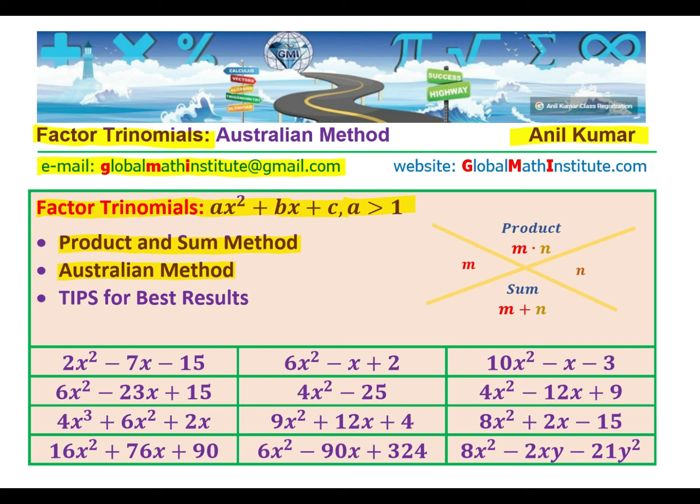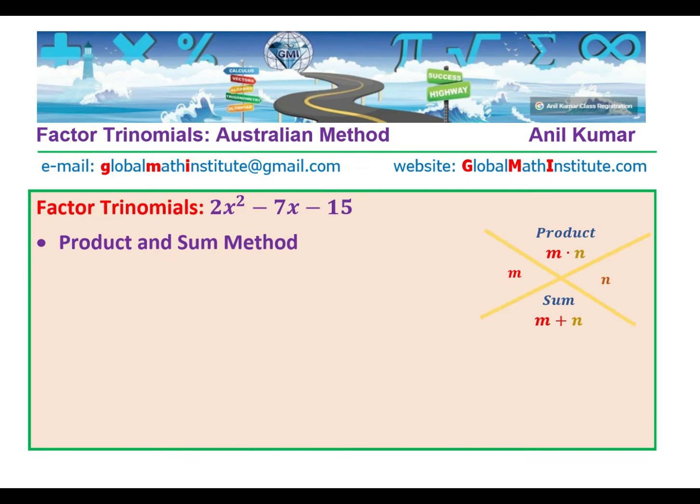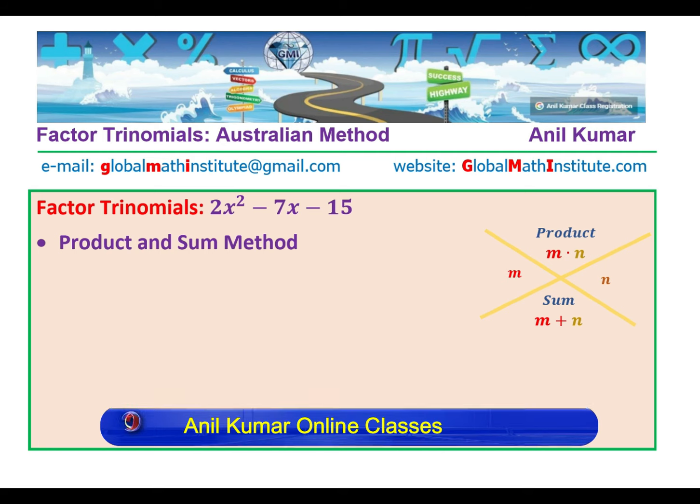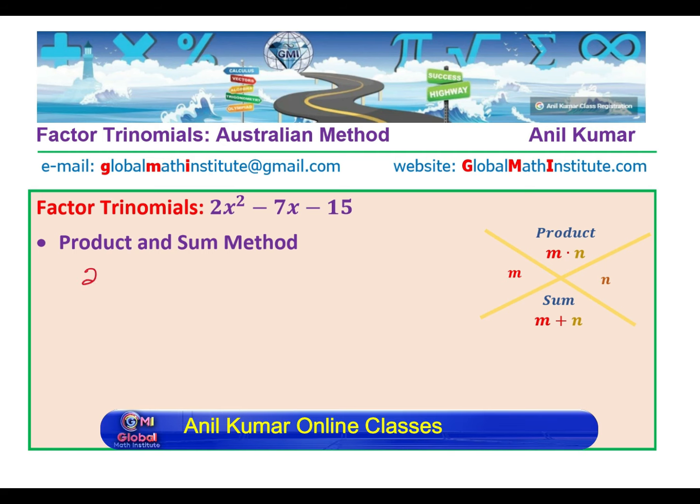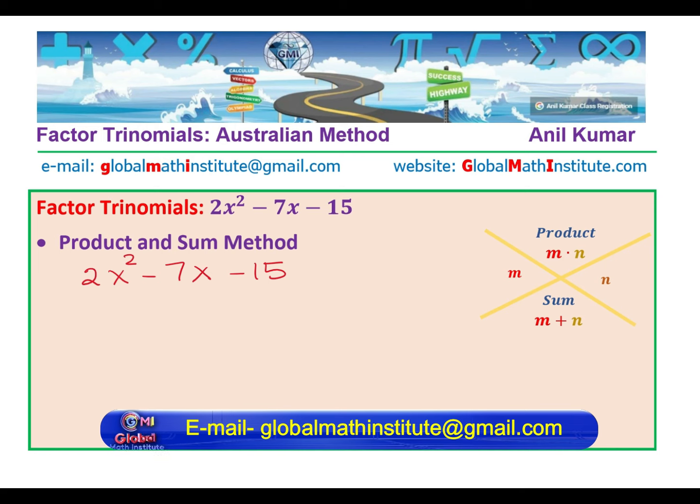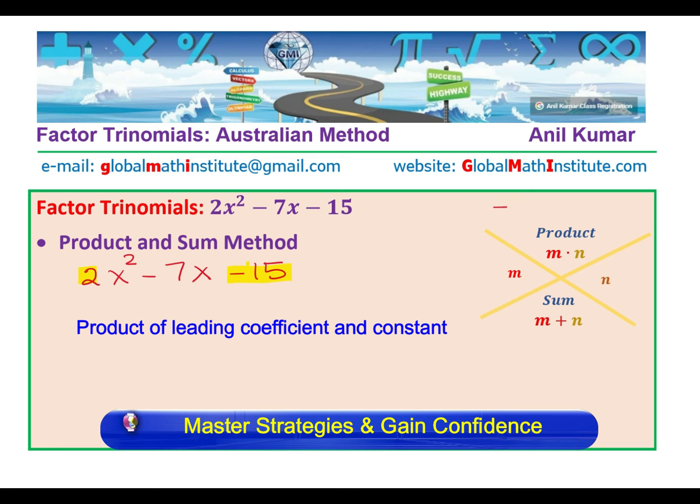So let's begin with the very first question at hand, which is 2x squared minus 7x minus 15. Let me rewrite the question here: 2x squared minus 7x minus 15. In the product and sum method, as you know, we write the product of the leading coefficient and the constant term. In this case, the product is 2 times minus 15, which is equal to minus 30.